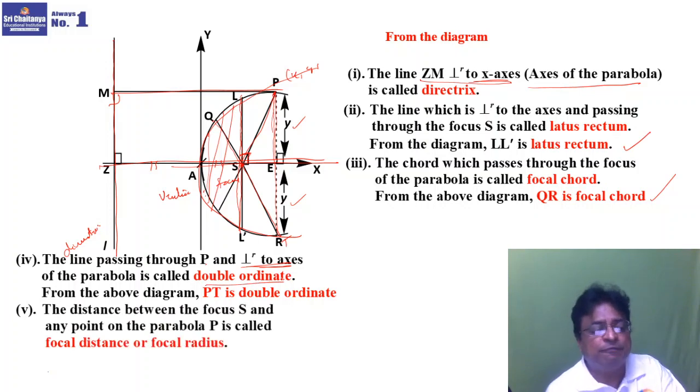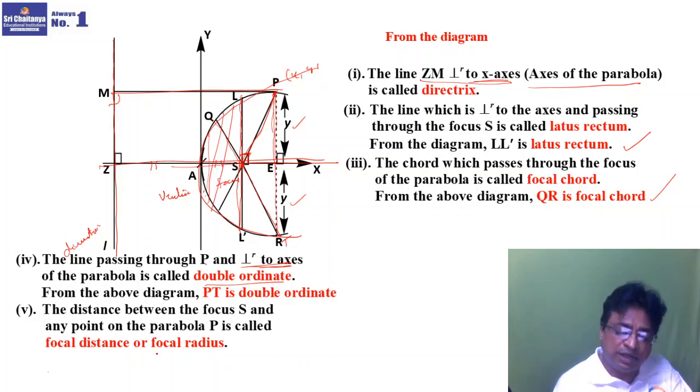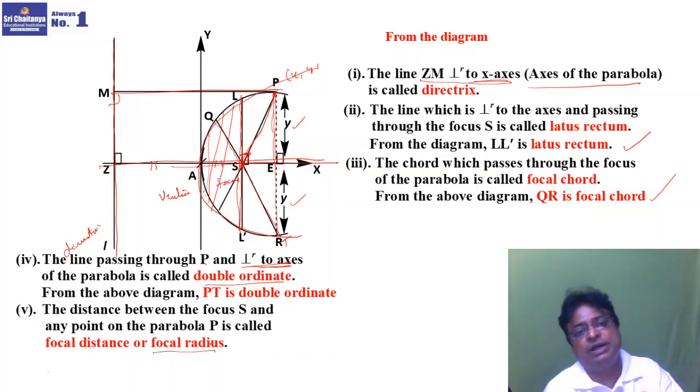And coming to the fifth point, this is the focus and this is any point on the parabola. The distance between the focus and any point on the parabola is called the focal distance, or in other words we call it the focal radius.